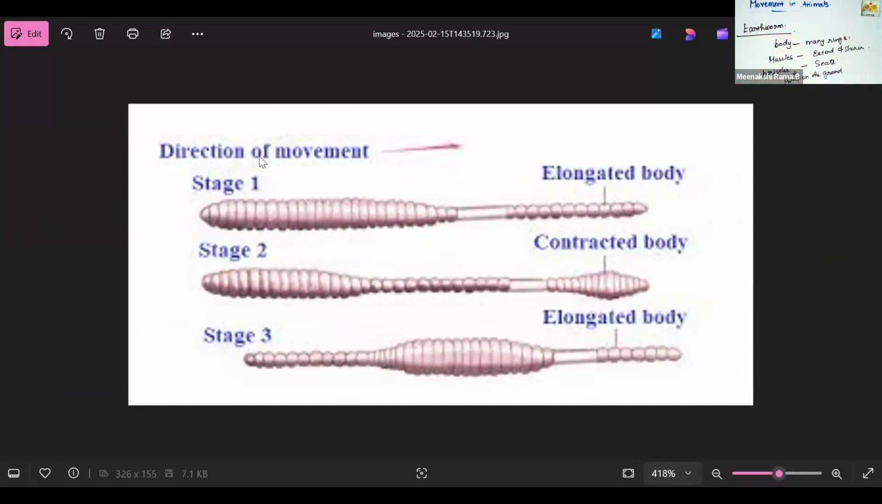Direction of the movement. This is the first stage. That is, first, they extend their body.